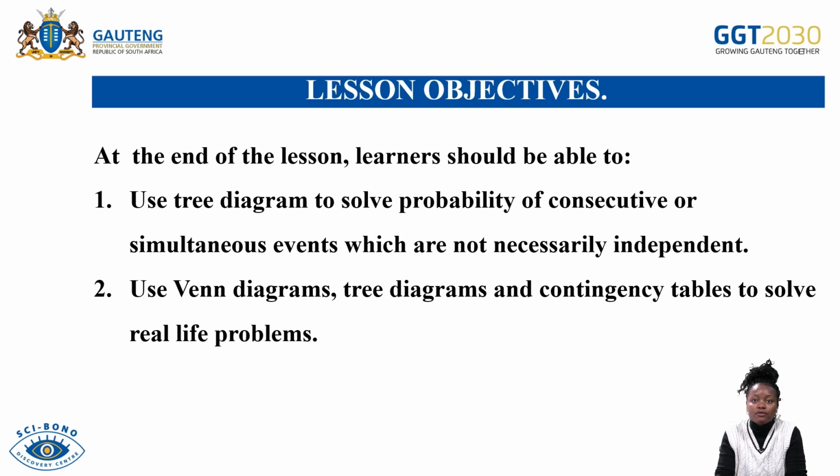In today's lesson, we will be looking at probability, or we will be continuing with probability. At the end of this lesson, you should be able to use three diagrams to solve probability of consecutive or simultaneous events which are not necessarily independent. Number two, you should be able to use Venn diagrams, tree diagrams, and contingency tables to solve real-life problems.